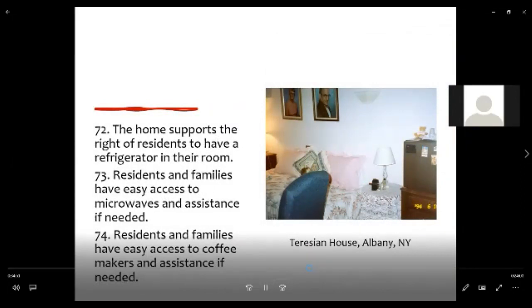Residents and families have easy access to coffee makers and the assistance again if needed. We really wanted to say in the room, and sadly, it gets a little tricky, but I just want you to be aware of that. Wouldn't it be amazing if we could support people to really have what they want in their rooms? So keep getting as close to that as possible.